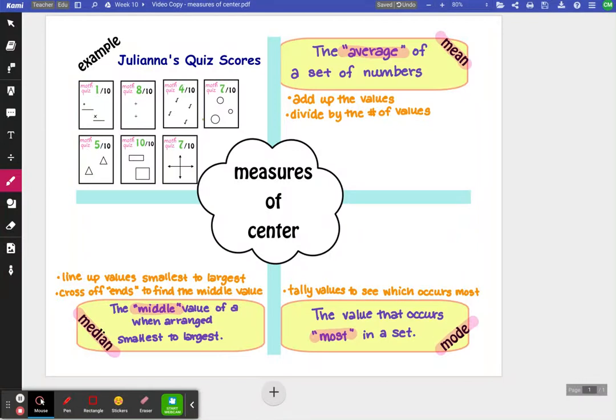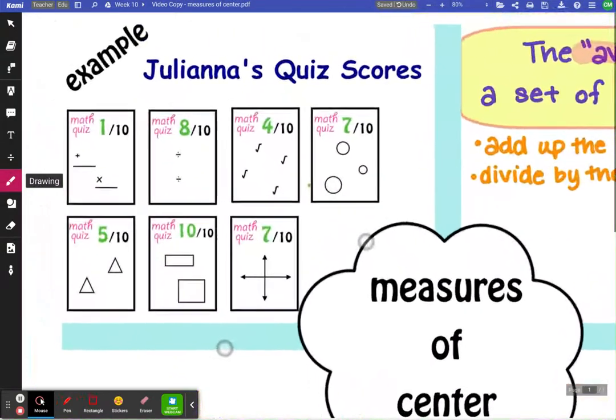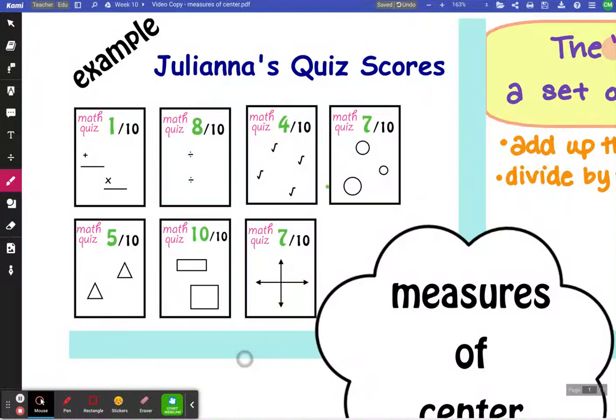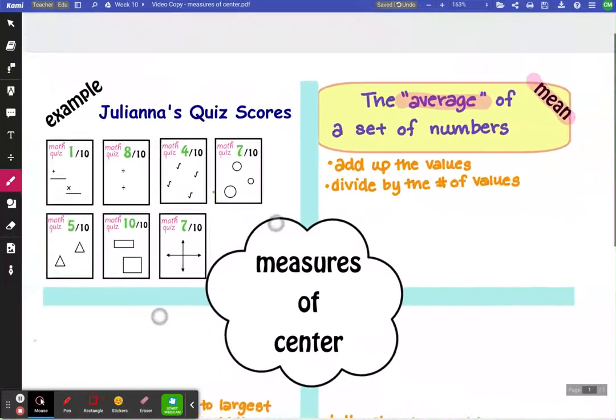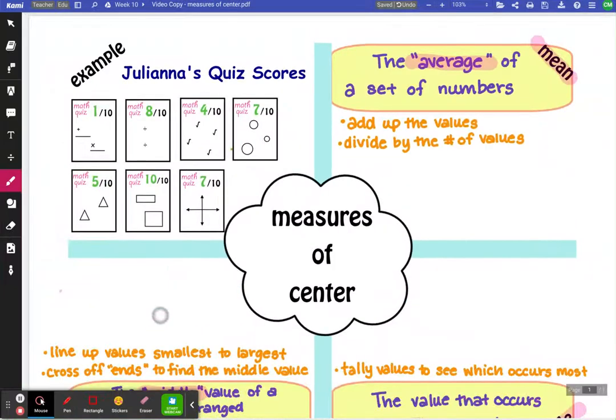We're going to talk about this example with Juliana's quiz scores, and we're going to actually calculate the mean, the median, and the mode. We know that if we look at Juliana's quiz scores, she has a total of 7 quizzes here. All of them were out of 10 points, and her scores were in green: the 1, 8, 4, 7, 5, 10, and 7.